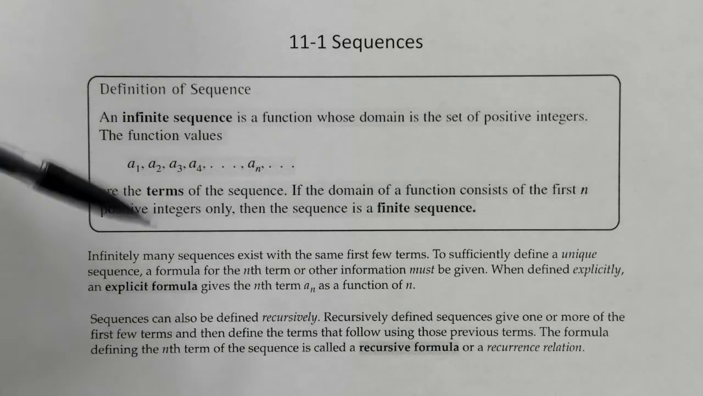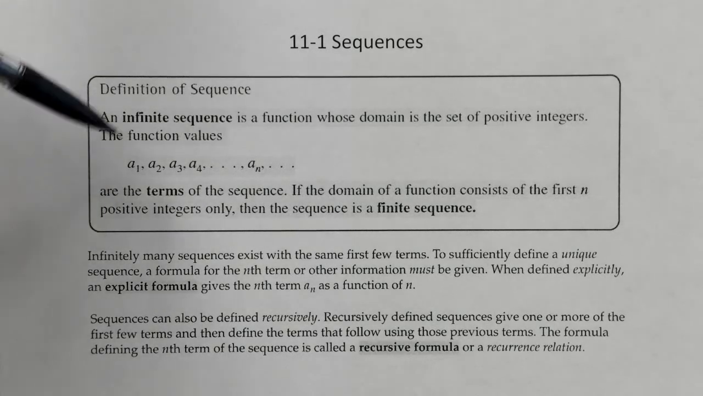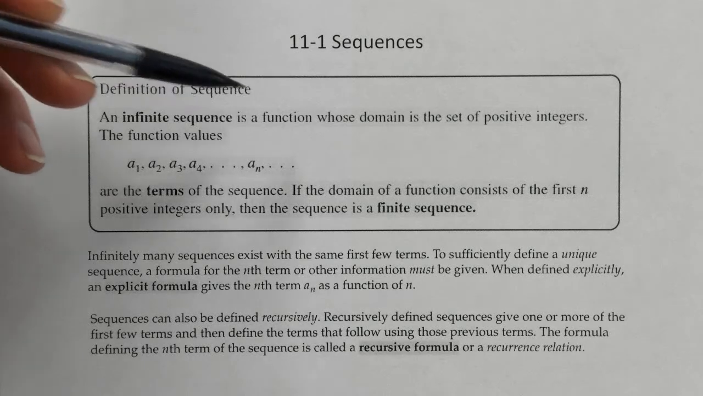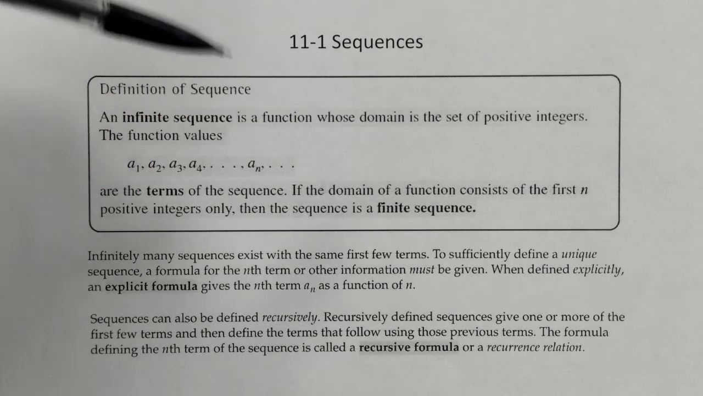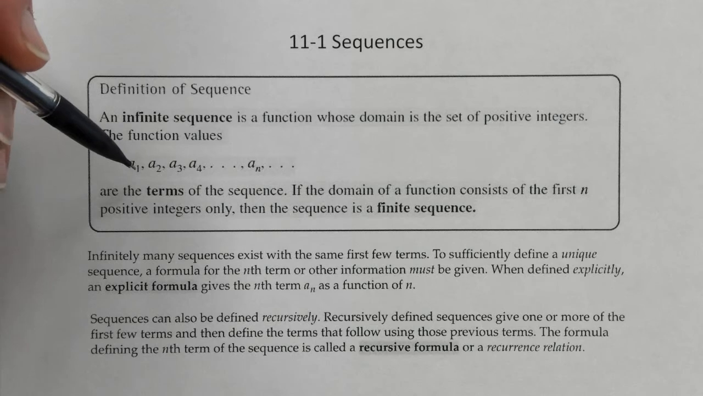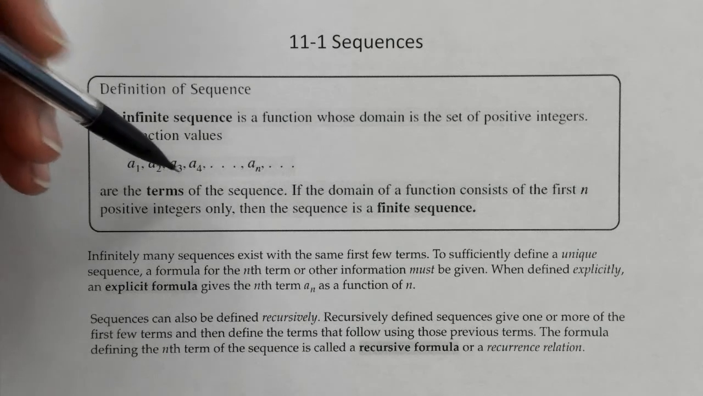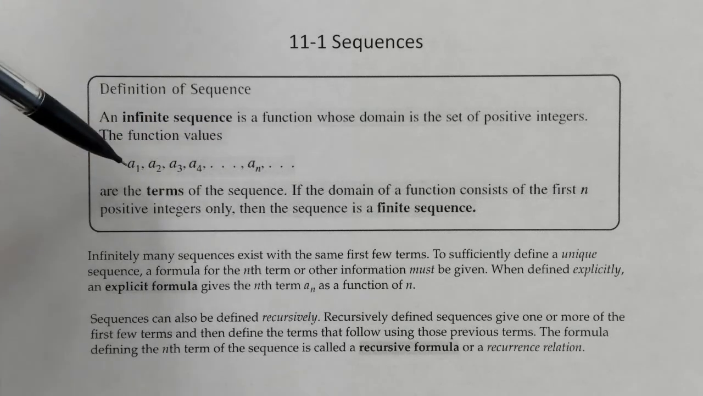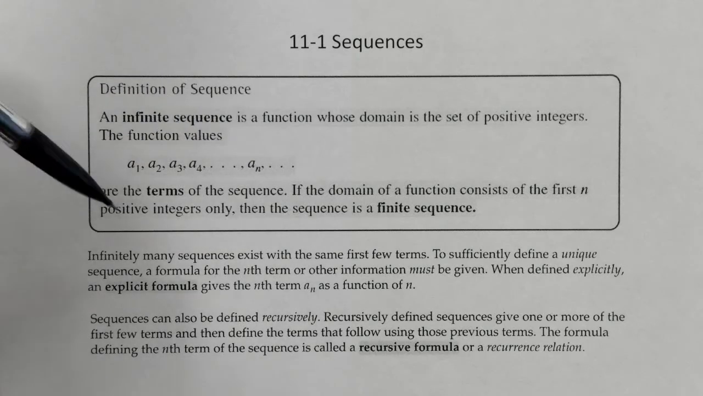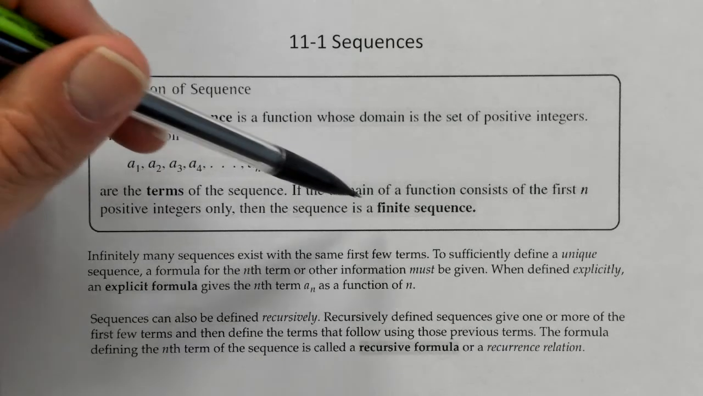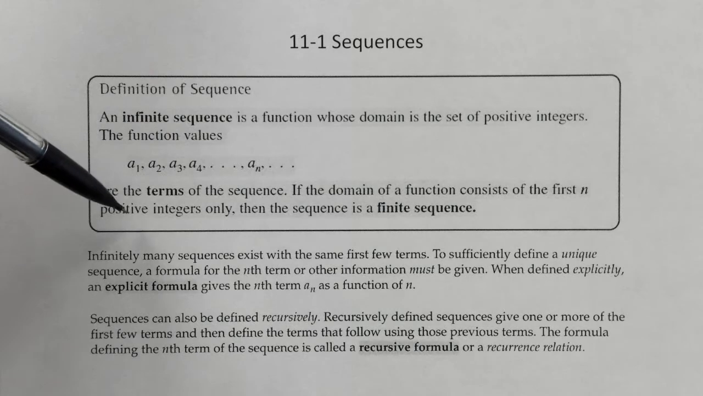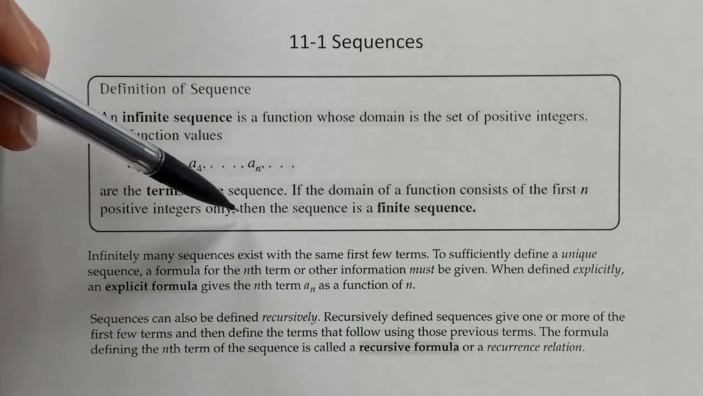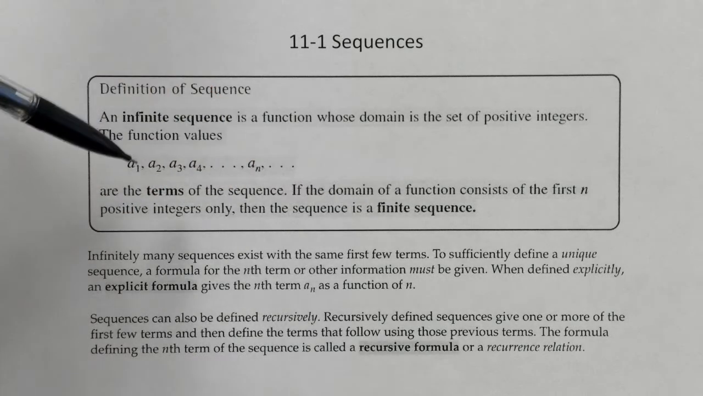So you've got two types of sequences that we're going to be looking at. An infinite sequence is a function whose domain is the set of positive integers, and it includes an infinite number of terms in the sequence. And if the domain of the function consists of the first n positive integers only, then it's considered a finite sequence. An example of a sequence would be 2, 4, 6, 8, 10, 12.